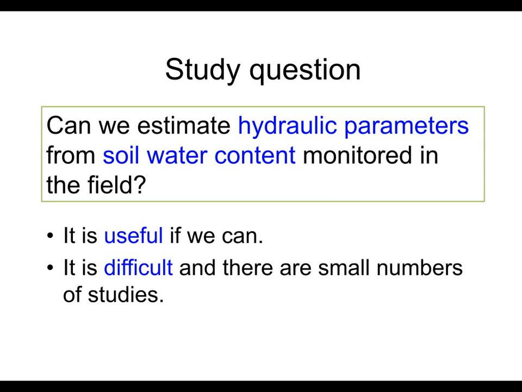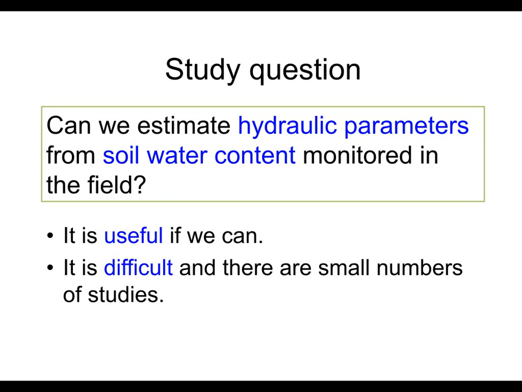This slide is the study question. Here, hydraulic parameters are important parameters for describing water movement in soil. They are usually determined by laboratory experiment with small soil core samples taken from the field. Now, our study question is, can we estimate hydraulic parameters from soil water content monitored in the field?